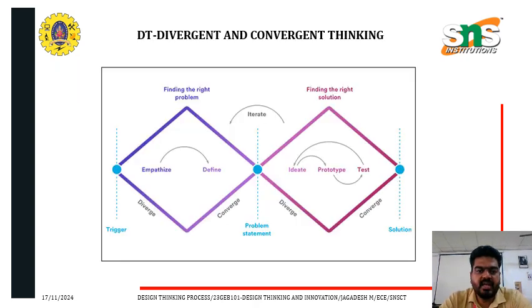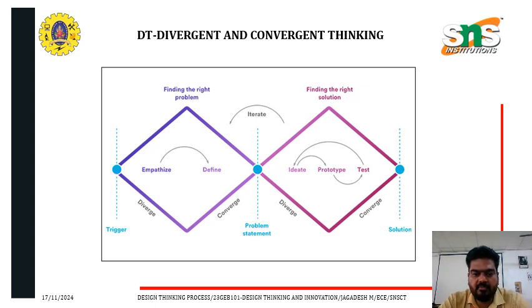So DT, design thinking, is a divergent and convergent thinking process. If you take the empathy part, if you take a survey of a group of people, they will be telling so many problems and their desires and everything. So that will be a very large quantity. So that part will be wider. That's why it is called divergent.